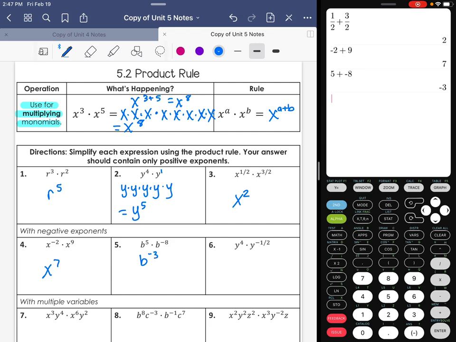Now, remember back in the first video, we said we couldn't have negatives. So this is actually going to be 1 over b to the 3rd. Okay, so be careful about that.